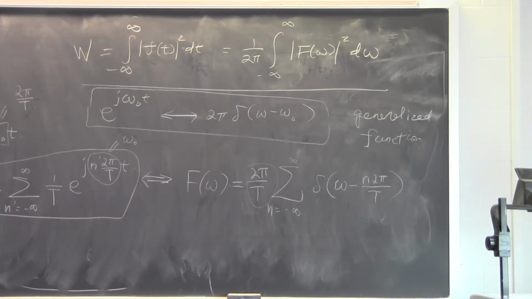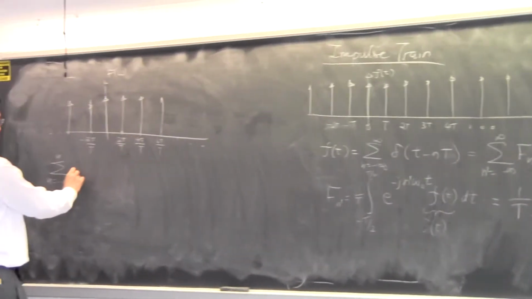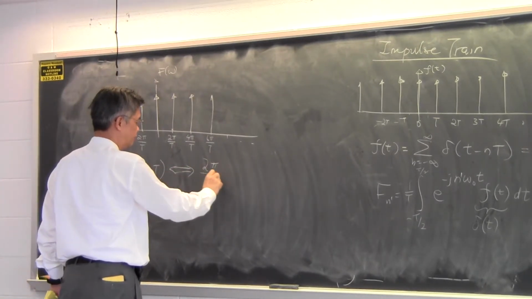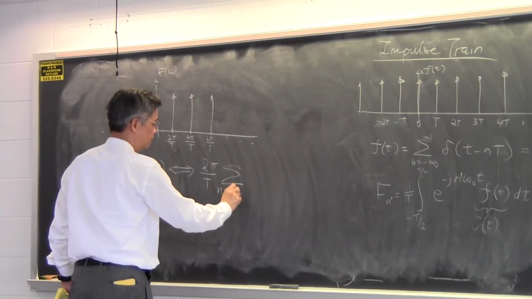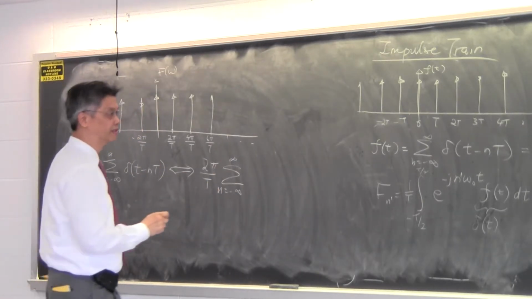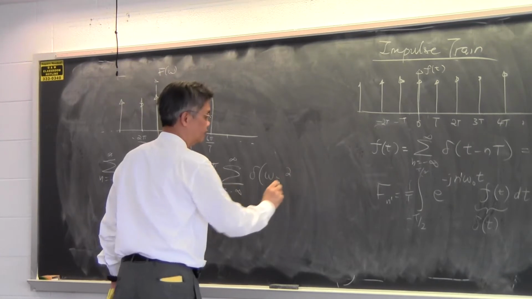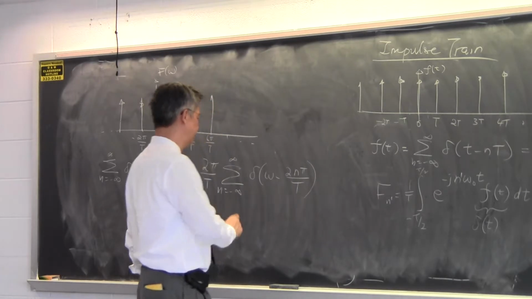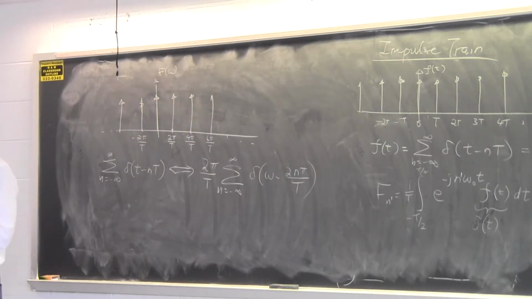Okay, are there any questions in the derivation of this identity? Fourier transform of an impulse train is an impulse train. If I were to write it down, this thing over here, which is an impulse train, Fourier transforms to 2 pi over T, sum over n, where n is just a dummy variable, of delta of omega minus 2n pi over T. This is something to be remembered. It's very important in signal processing.